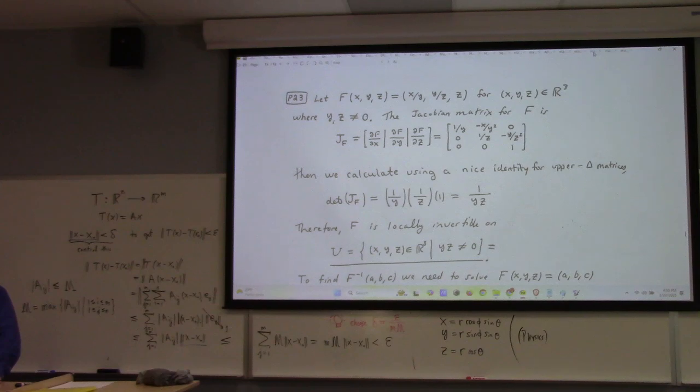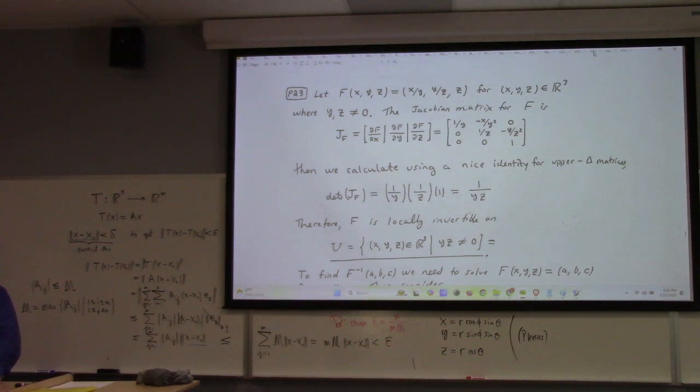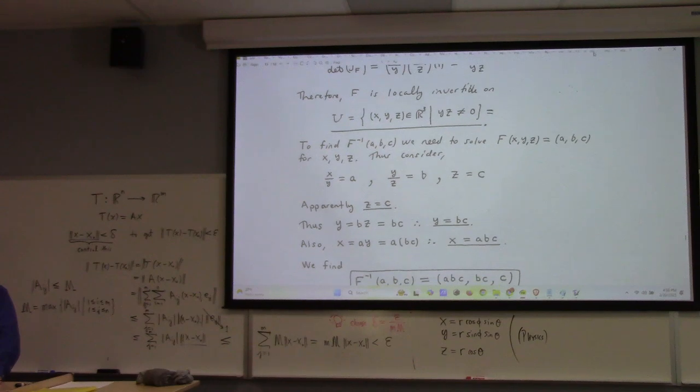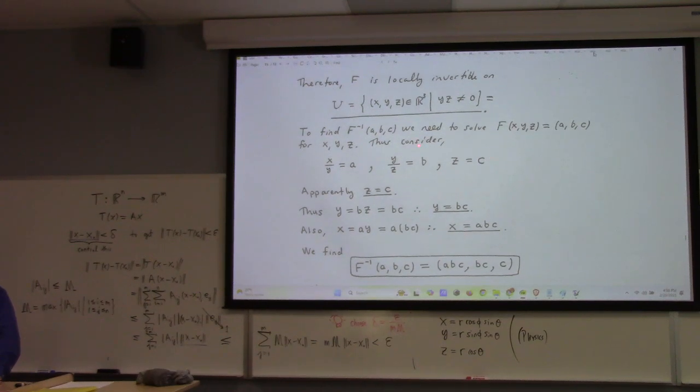All right. Next up here, the Jacobian matrix is diagonal. This is even easier to calculate the determinant. Just multiply the diagonals. And so as long as that's nonzero, that's good enough, a description.